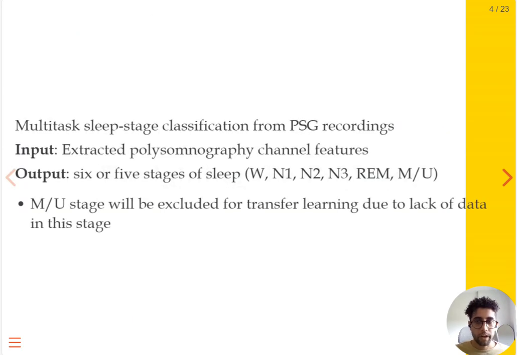We treat sleep staging as a multitask classification problem. From each 30-second epoch of extracted features, we predict 6 or 5 stages: wake, N1, N2, N3, REM, and movement class. For transfer learning, we drop the movement stage because it's too rare in our target data.